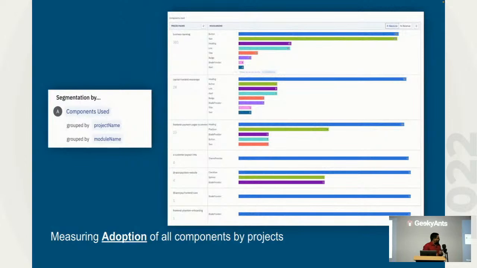So now we started looking at adoption of all the components across every project. This is a segmentation of components used by project name and module name. You can see business banking, which is Razorpay X, were using around 123 of our buttons, and we have segmented every single project and component, and we get this data real time.